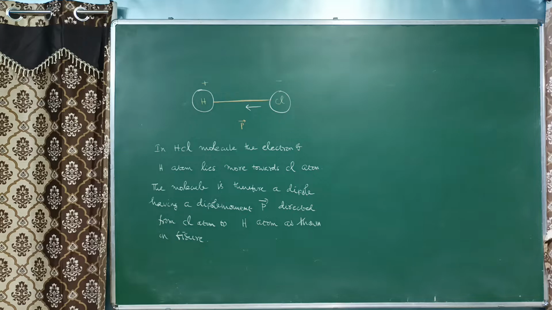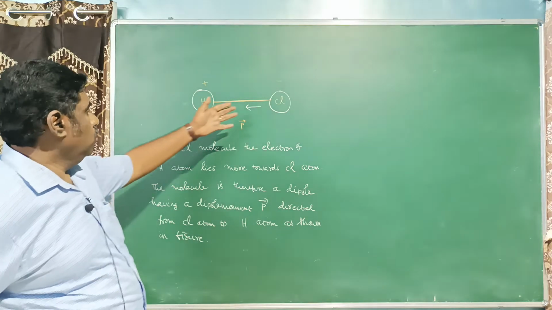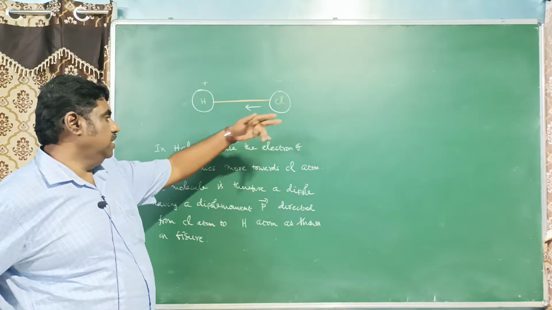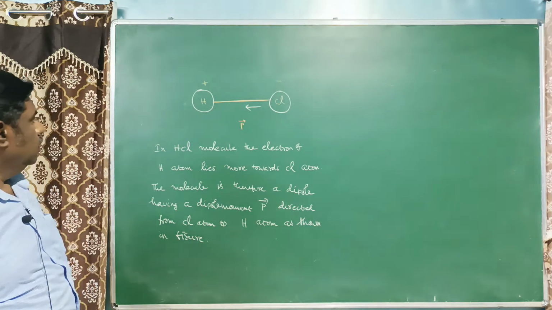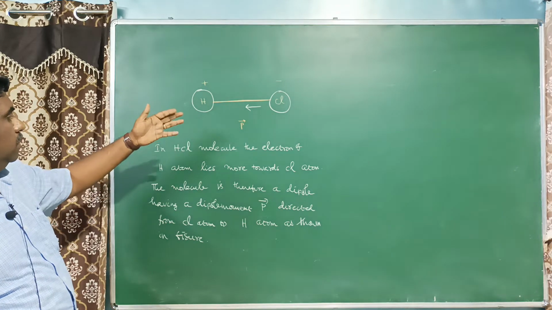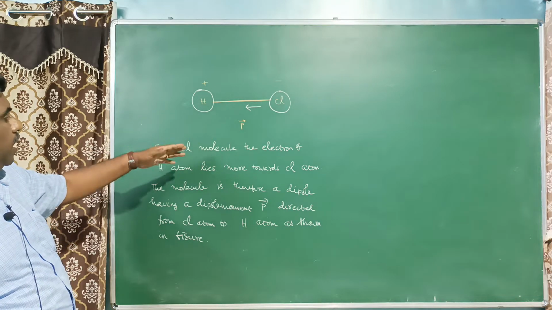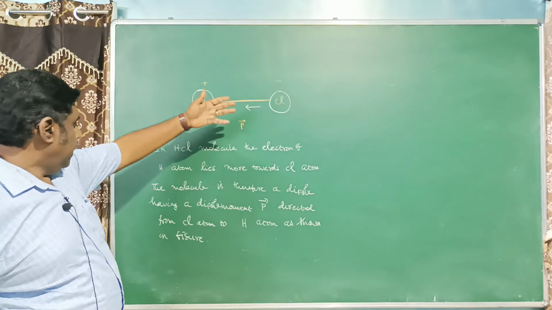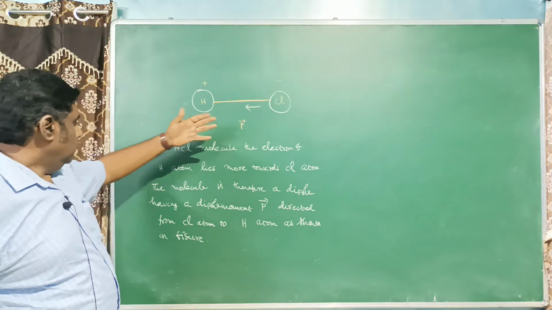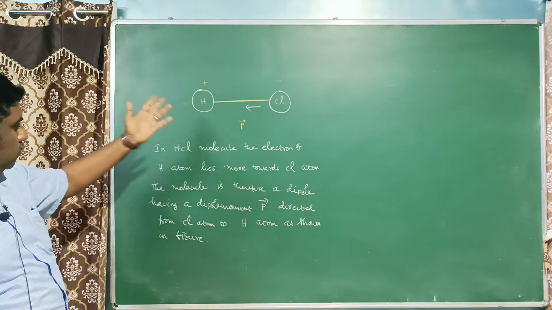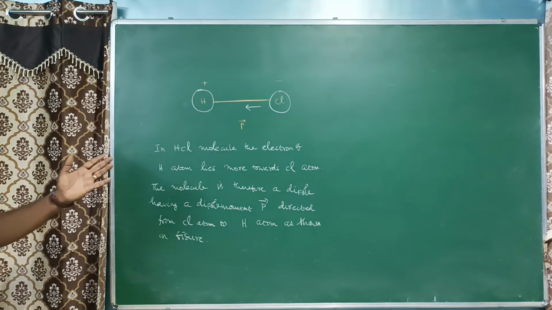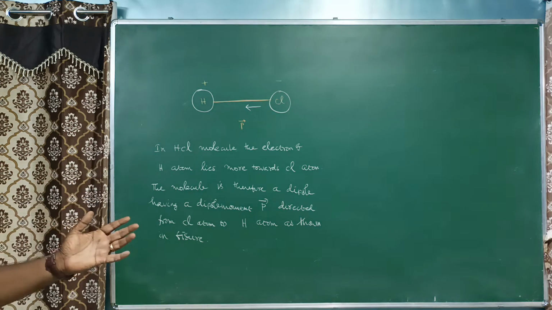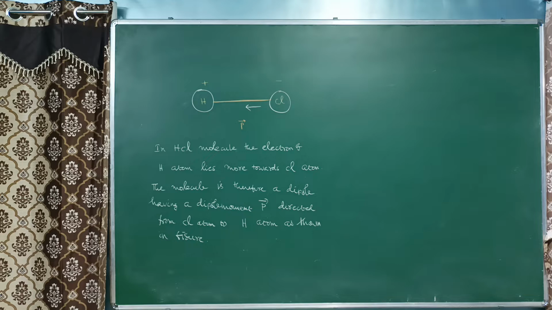So in the case of the hydrogen chloride HCl molecule, the electron of the hydrogen atom lies more towards the Cl atom. So the molecule is therefore a dipole having a dipole moment P directed from the Cl atom to the hydrogen atom, as shown in the figure. So the direction of the dipole moment is towards hydrogen.